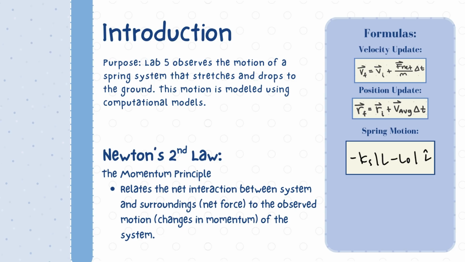The purpose of Lab 5 is to observe the motion of a spring system that stretches and then drops to the ground. This motion is modeled using computational models. The motions from this lab are based on physics principles, which is Newton's second law, also known as the momentum principle, which relates the net interaction between a system and its surroundings. The formulas that will be used mainly consist of the spring motion and the update formulas.